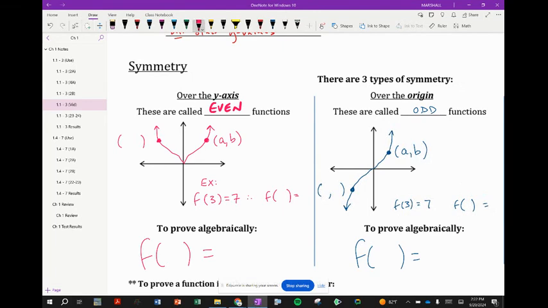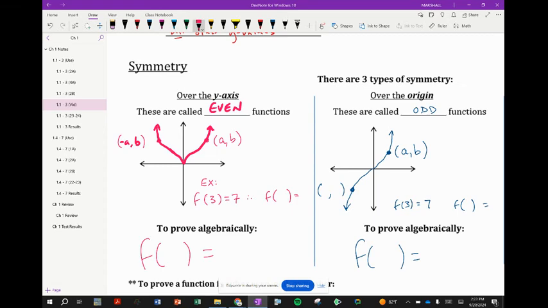To have even symmetry means that you have a graph that is symmetric over the y-axis. So that graph that's shown there in pink has even symmetry. If the point A comma B is on that graph, then we also know that the point negative A comma B would be on that graph.